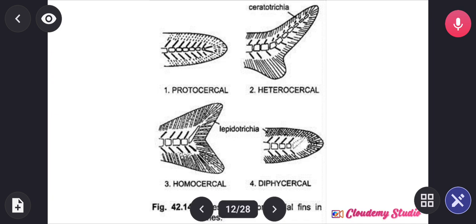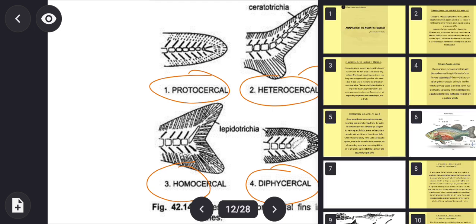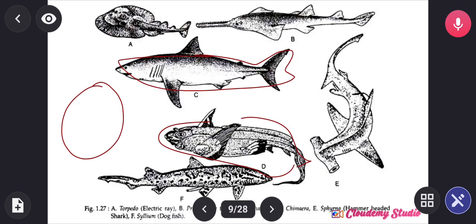Now let us move to types of caudal fin. We have different types of caudal fin. We have the protocercal, the heterocercal, the homocercal, and the diphycercal. This heterocercal is mostly found in sharks, which are chondrichthyes. I'm sure that you have seen something like this before. Look at this structure that we have here. Look at the fin of the one here. Can you see the fin?